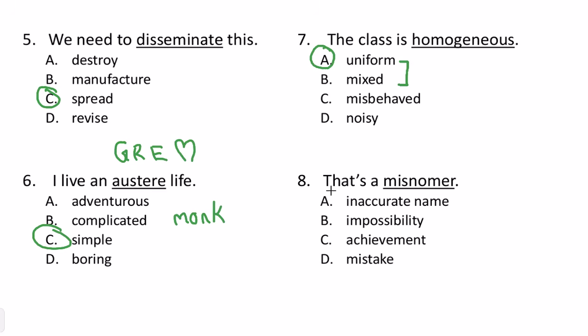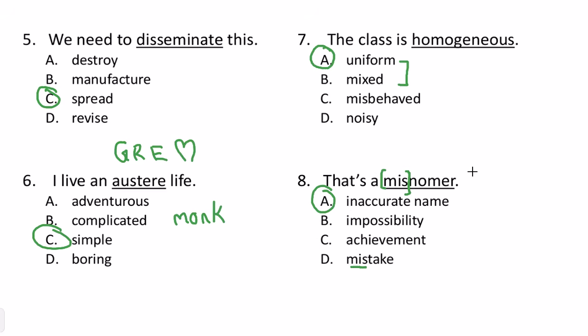Correct answer is A, inaccurate name. The trick answer right here is mistake. What they want people to do is, when they don't recognize this word, they want them to go, oh yeah, misnomer, mistake. Oh yeah, it matches, right? So GRE loves to do this.